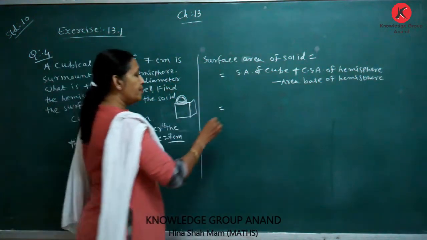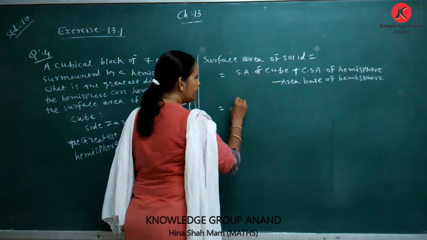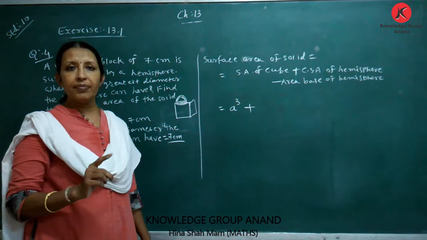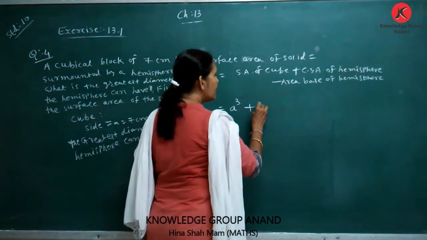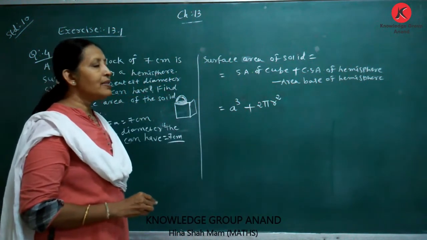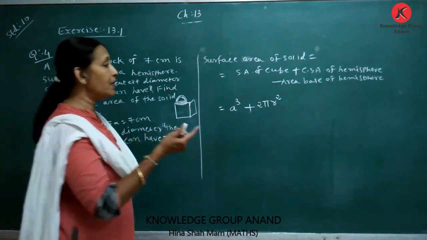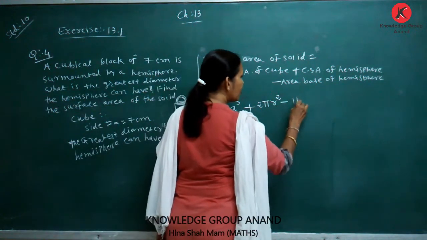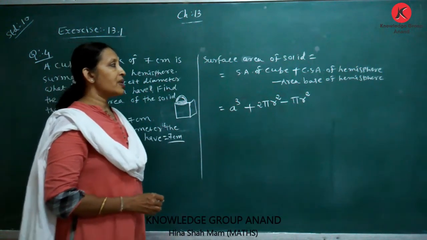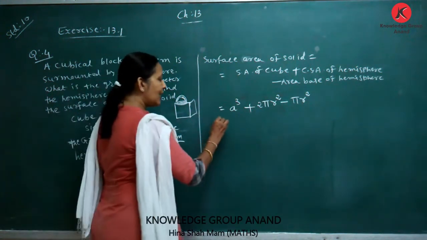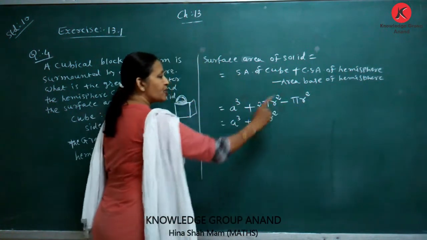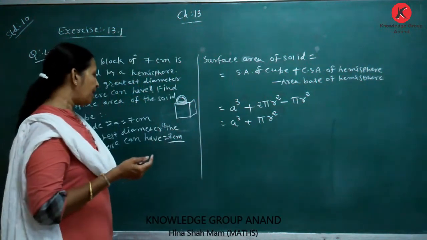Surface area of cube plus curved surface area of hemisphere. Formula: 2 pi r square, minus area of base of hemisphere. The base of the hemisphere is circular, so its area is pi r square. Area of circle is equal to pi r square. We write here a cube plus pi r square. 2 pi r square minus pi r square is equal to pi r square.